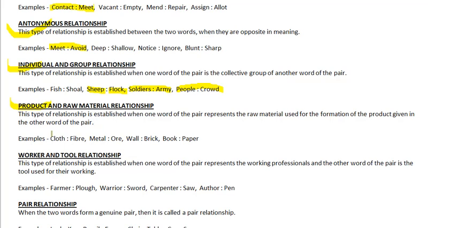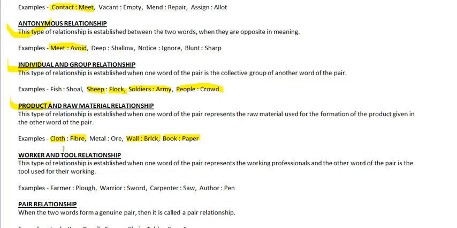So now let us proceed towards the next relationship, that is product and raw materials. Here the first word will be the product and the second word will show the raw material from which the product is made. Like here, cloth and fiber, metal is made from the ore or extracted from the ore, wall which is made of brick, book which is a complete set of paper.